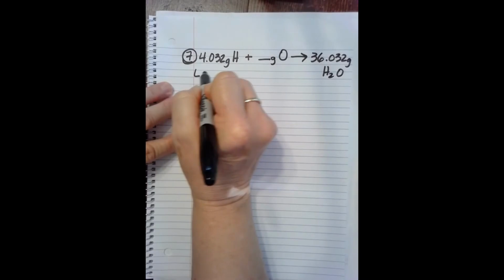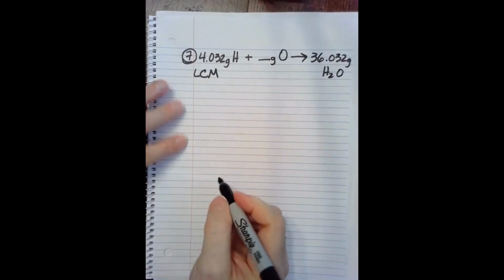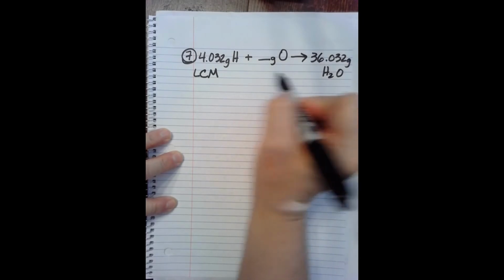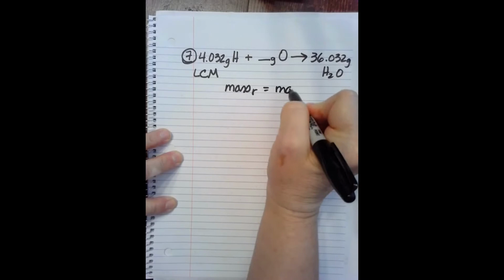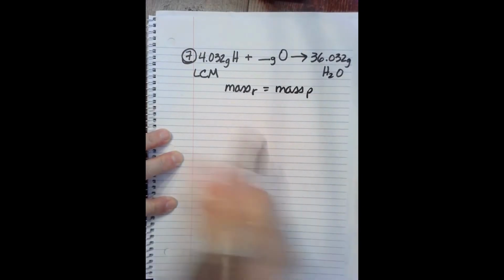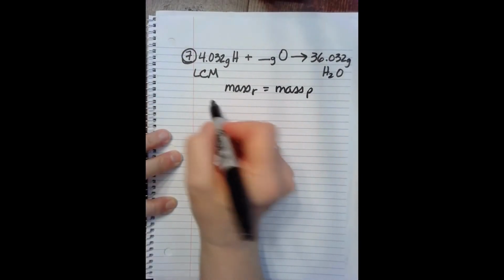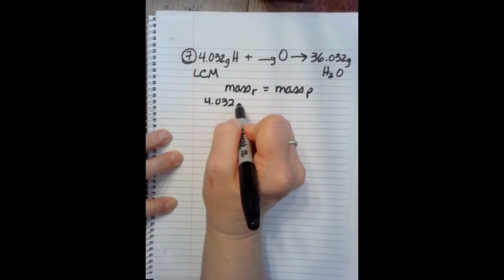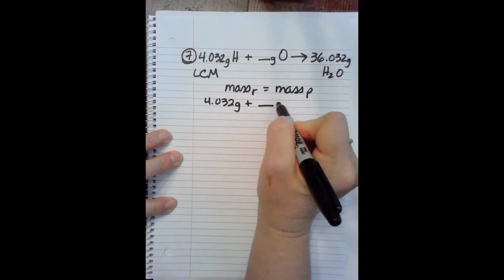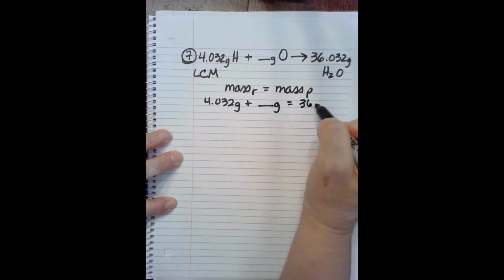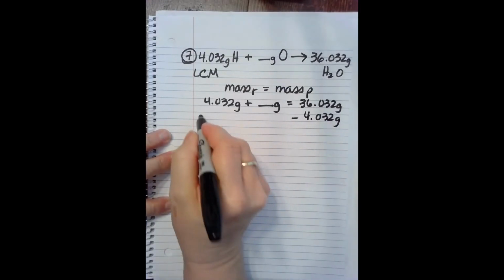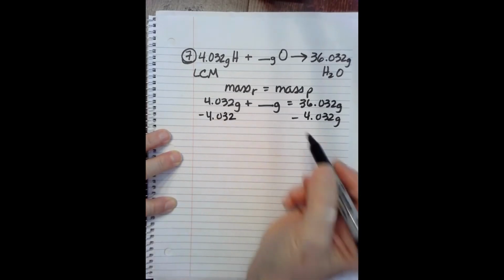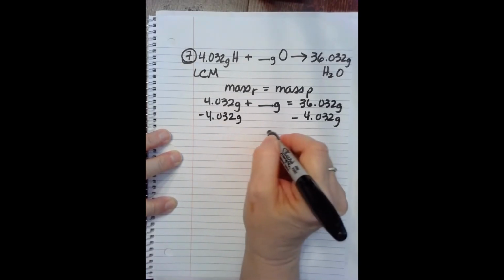So do we see here, this is the law of conservation of matter, or conservation of mass. So we know that the mass of the reactants has to equal the mass of the products, right? So we have 4.032 grams plus an unknown amount of grams equals 36.032 grams. So if we're adding, then we're going to subtract 4.032 grams from both sides. That's the algebra of that. Grab your calculator if you aren't comfortable with that.